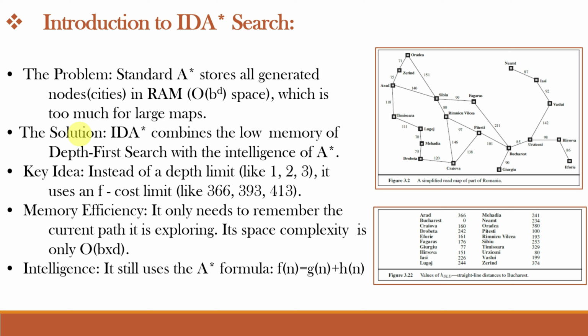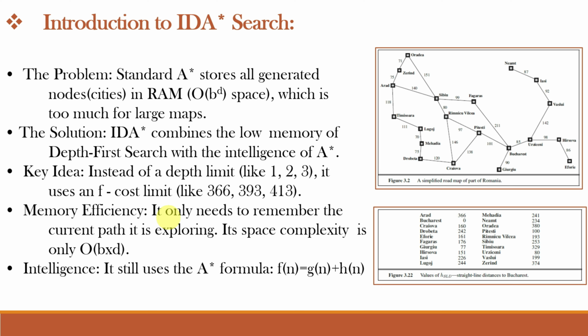So what is the solution? This is where IDA star comes into the picture. Think of IDA star as a hybrid algorithm. It takes the low memory style of depth first search and mixes it with the intelligence of A star. So the key idea is, in regular IDDFS, we use a depth limit like 1, 2 or 3. But in IDA star, we use an F cost limit in place of a simple depth limit. For example, we might say search paths where the total cost is under 366. If we don't find the goal, we increase the limit to 393, then to 413, and so on. We try again and again until we find the goal.